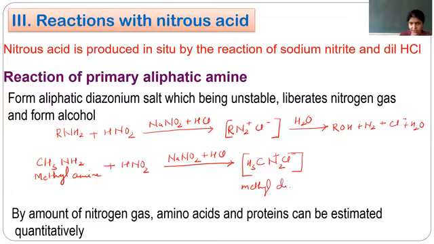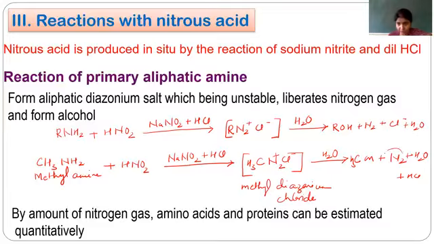Methyl diazonium chloride, and this methyl diazonium chloride undergoes hydrolysis and produces methanol plus nitrogen gas and water and HCl.